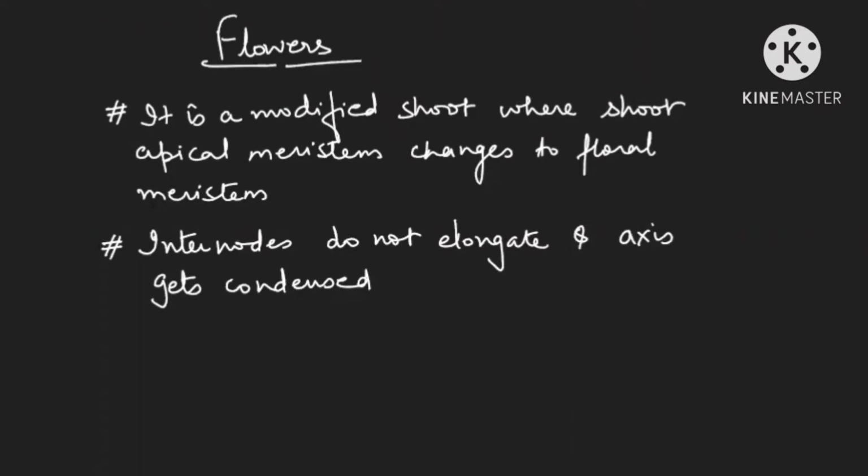Now in case of flowers, first of all, what is a flower? It is a modified shoot where the shoot apical meristem changes into floral meristem, and internodes do not elongate and the axis is condensed. Now the flower is born on a stalk, which is known as the pedicel, which becomes flat to form this structure that is known as the thalamus.